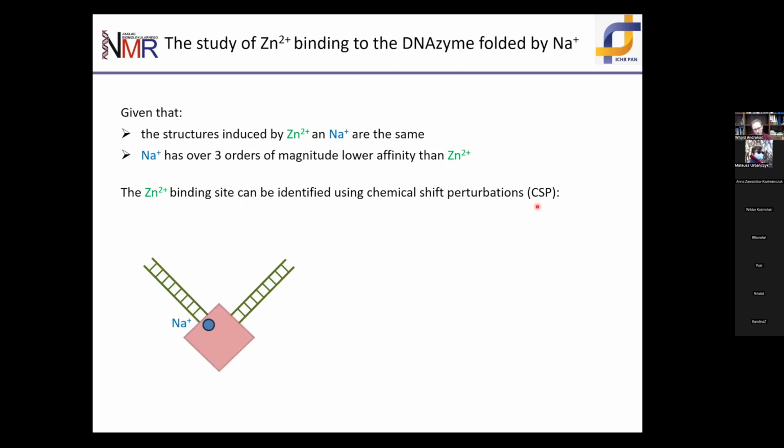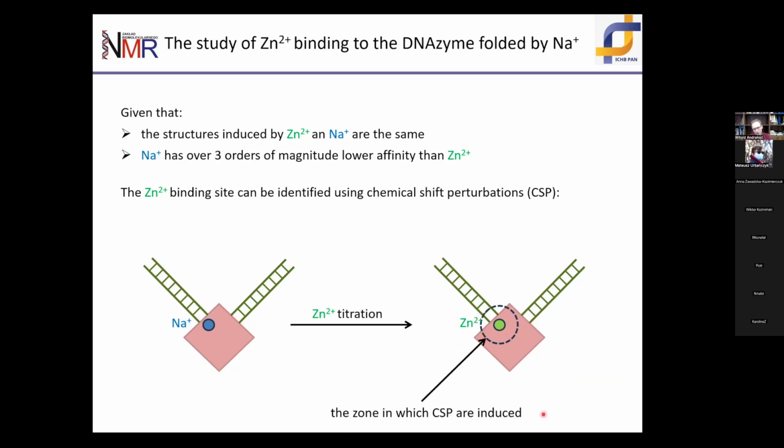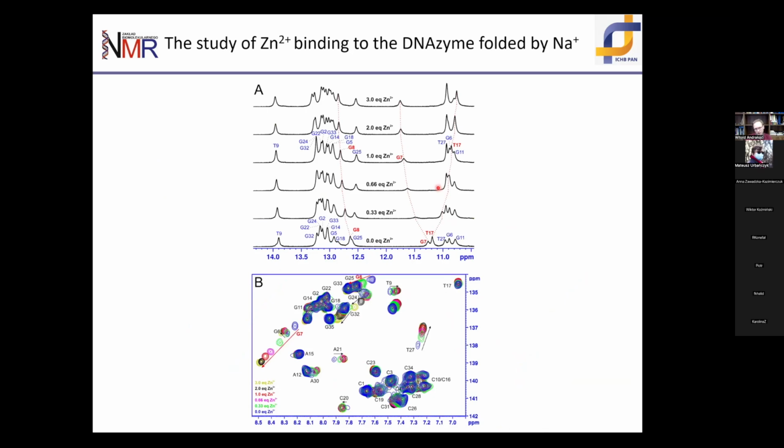However, this relies on the assumption that the metal binding doesn't change the structure, while in this case, this is clearly not true. However, if we are able to pre-structure the DNA enzyme with sodium and then titrate with zinc, zinc will simply eject sodium without changing the structure, and then all the chemical shift perturbations should be very close to the zinc binding site. So we did exactly that. We titrated zinc, but this time to a DNA enzyme pre-folded by sodium.